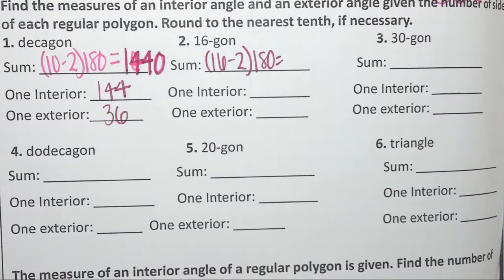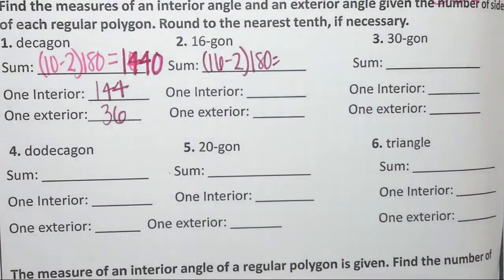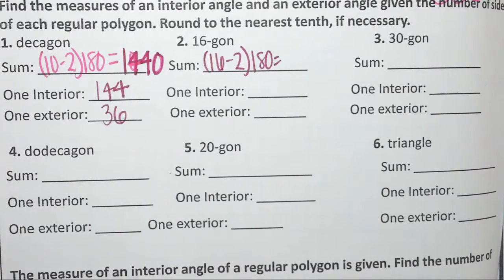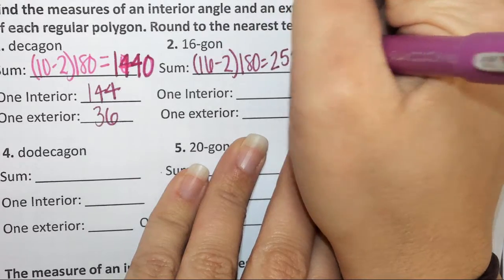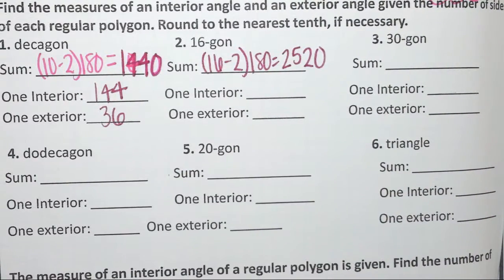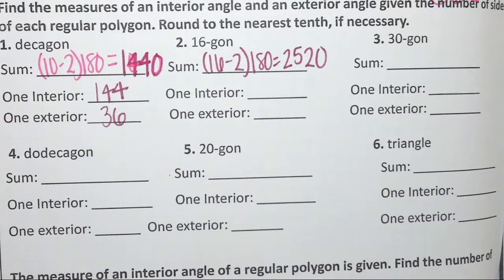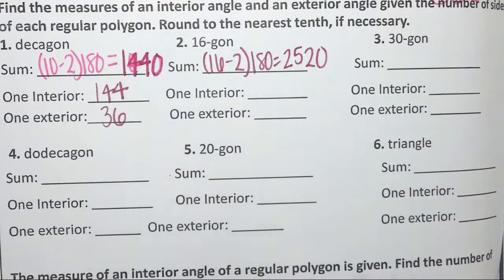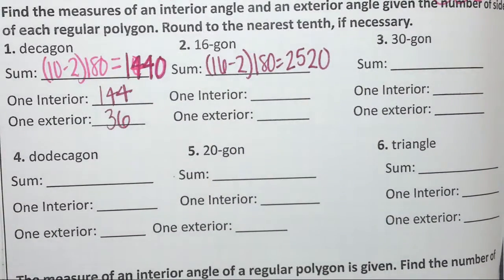Alright, what is 14? Okay, so we have 16 minus 2 times 180, which gives us 14 times 180. And what is 14 times 180? 2,520. Awesome. Take a point. Is it okay if we get a decimal? Yes. Then to find one interior angle, you do 2520 divided by 16. What does that give you?